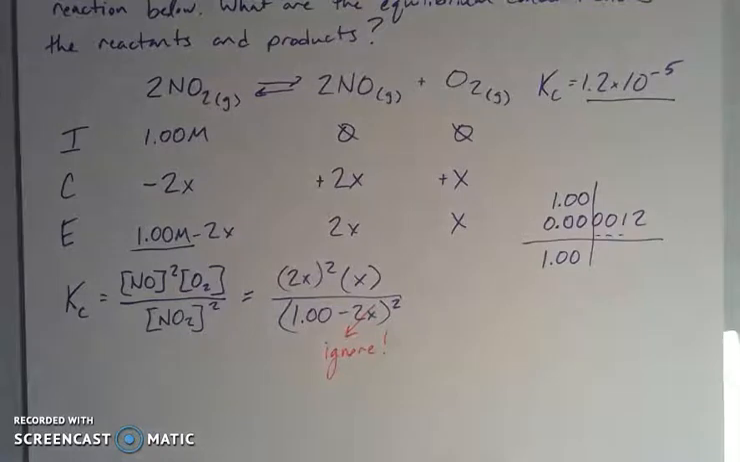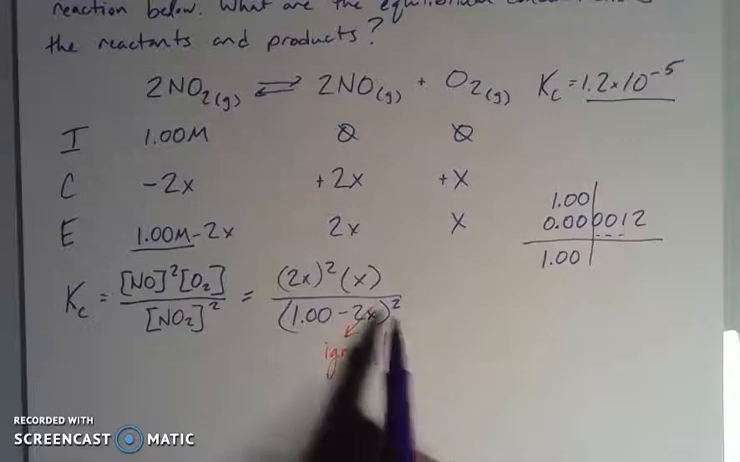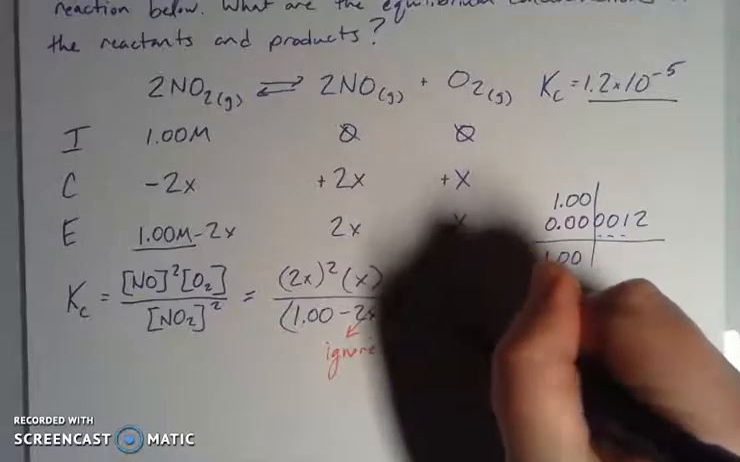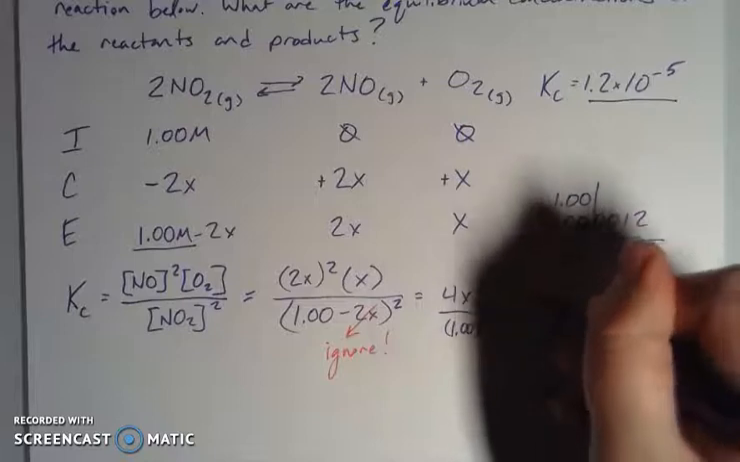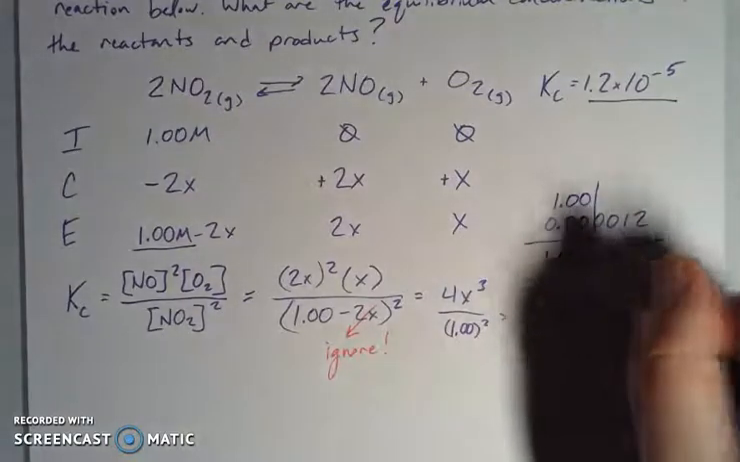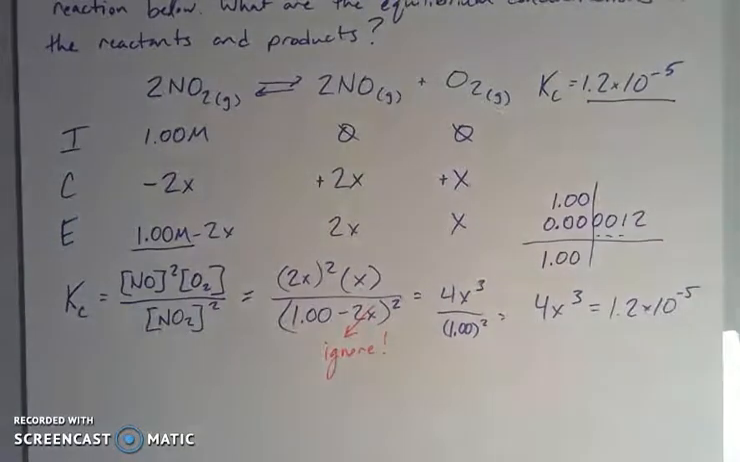And now that cleans up my math a little bit, because now this is just 1 squared, and this on the top is just going to be 4x cubed. So 4x cubed over 1 squared, just for clarity's sake, which would give you 4x cubed. And then now you have 4x cubed is equal to your equilibrium constant. Now that's math that you can do, right?